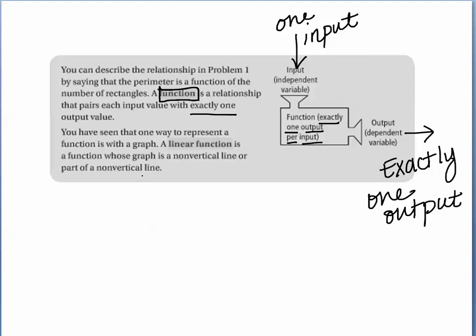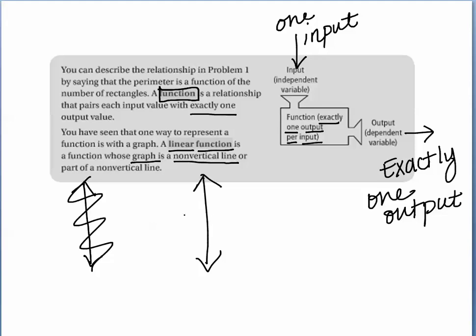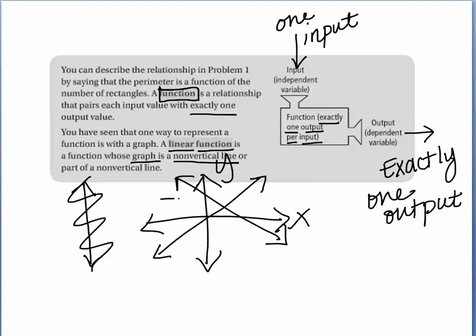Now a linear function is a type of function whose graph is a non-vertical line or part of a non-vertical line. So non-vertical means not straight up and down. If you have a straight up and down line, that doesn't work. But all other kinds of lines do. So here's our x and y axis. Here's a line. That's non-vertical. That's a linear function. There's another one. You can even have it go horizontal. Those are all fine. Just not straight up and down is all it's saying.